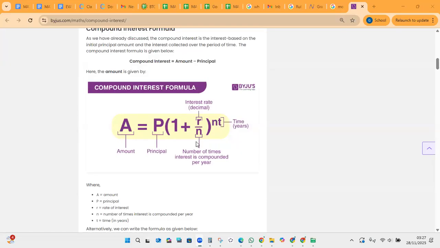1 plus R over N. R is the interest rate in decimals. N is the number of times interest is compounded per year. And the exponent is N times T. T is time in years.